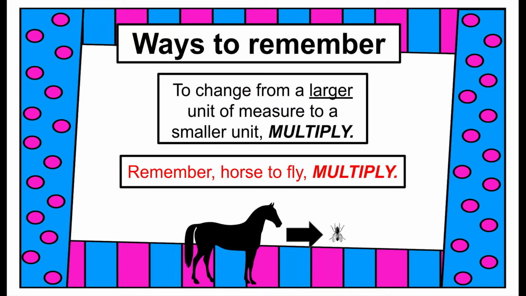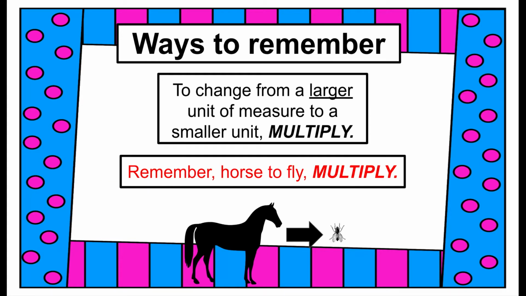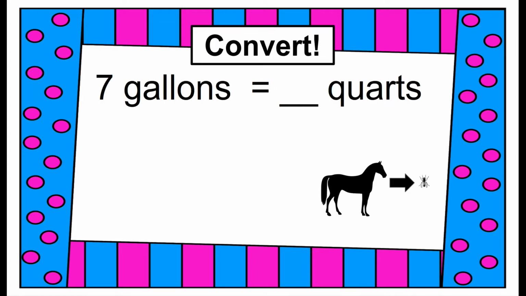The saying that you saw in your Edpuzzle last week was horse to fly, multiply, and fly to horse, divide, of course. So what these 2 little sayings mean is when you start with a large measurement, say a gallon, and you're going to a smaller measurement, like a cup, you would be multiplying to find that answer. If you're starting with a small measurement and you're going to the big one, you're dividing. So I'm going to keep saying these sayings as I do these conversions on the next few slides to help you.